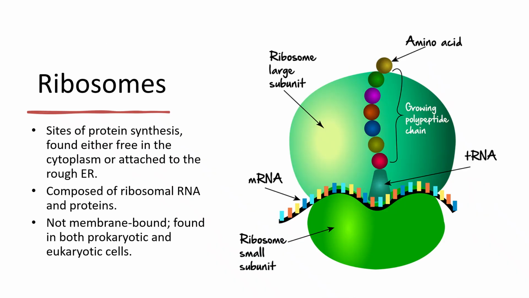Ribosomes are the sites of protein synthesis. They aren't membrane bound and can be found floating in the cytoplasm or attached to the rough endoplasmic reticulum. Both eukaryotic and prokaryotic cells contain ribosomes.